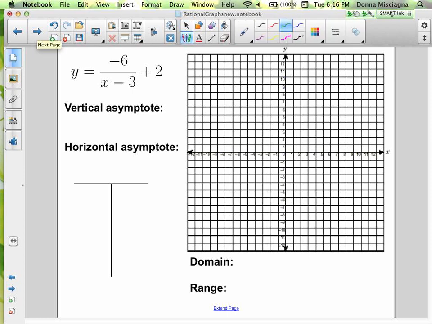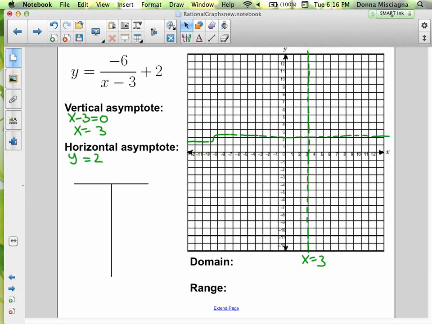Vertical asymptote: set the denominator equal to 0. So x equals 3 is the vertical asymptote. Maybe I'll put the equation underneath it. Right? The horizontal asymptote is what is added to the function. So y equals 2 is the horizontal asymptote. So we'll graph that. Right? And then let's find the x and y intercepts.